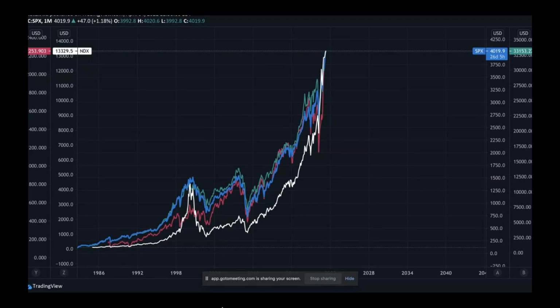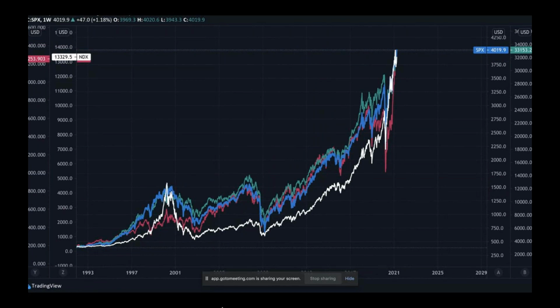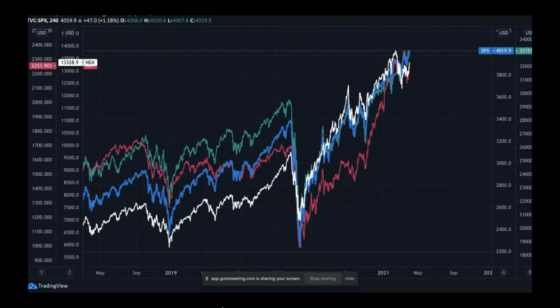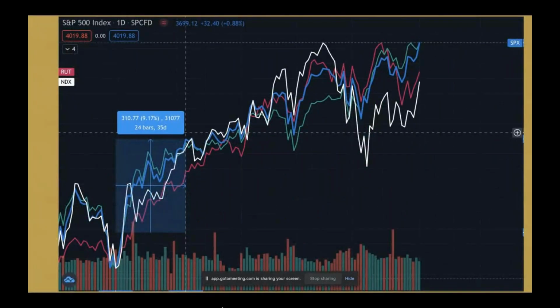Monthly view, weekly view, daily view, 4 hour view, and the 1 day view, right? And we talked about last time that we were here, and I'm glad that we're here. This is around SPX 4019.